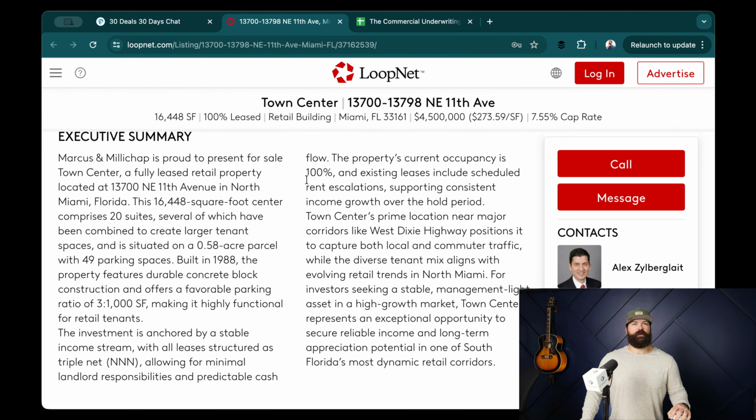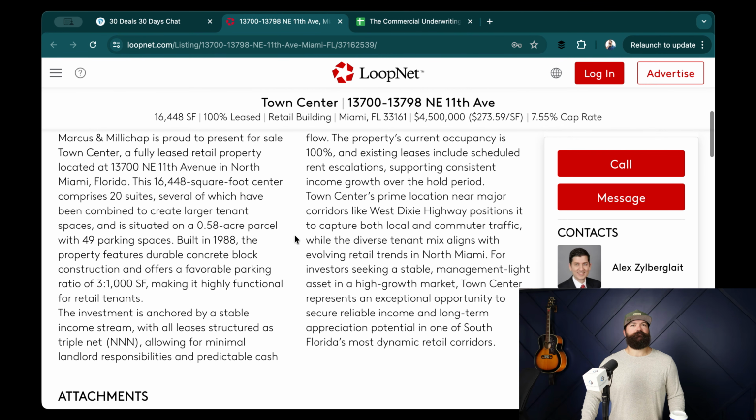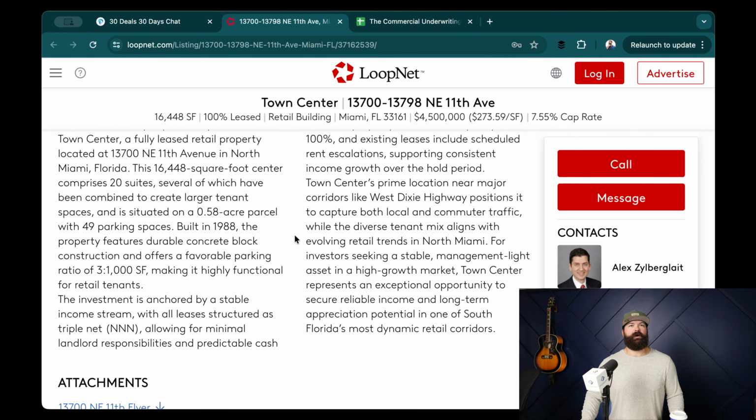Concrete block construction. That's nice. You're going to need that in Miami, especially with how much more intense hurricanes are getting. Let's see. Stable income stream. Always is triple net.